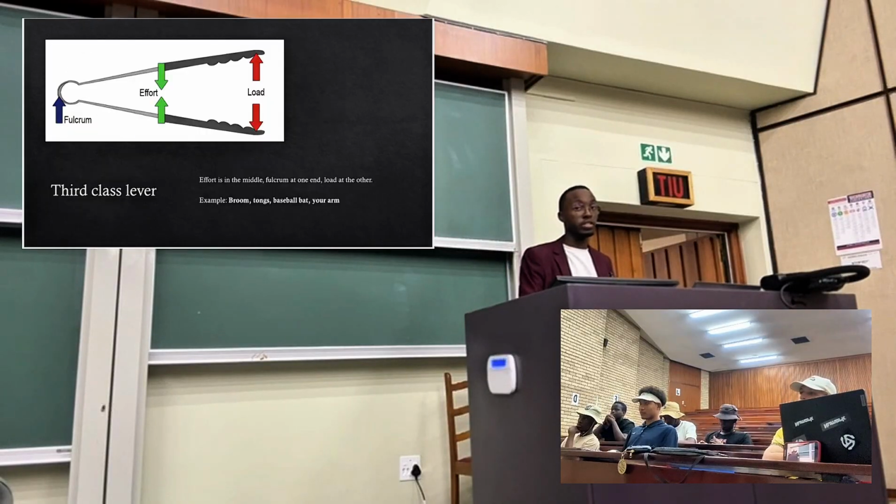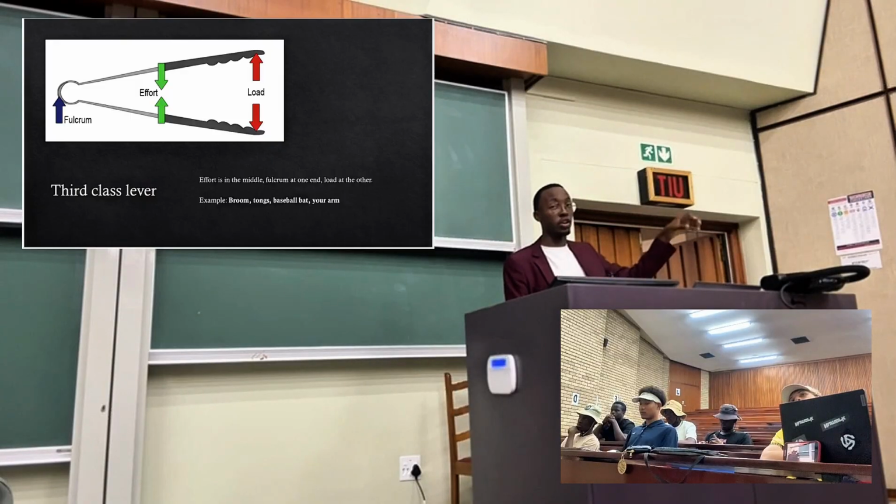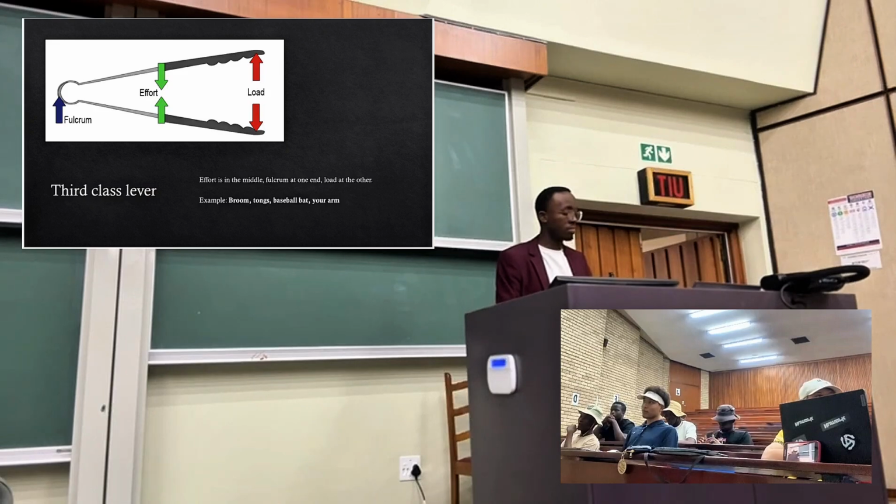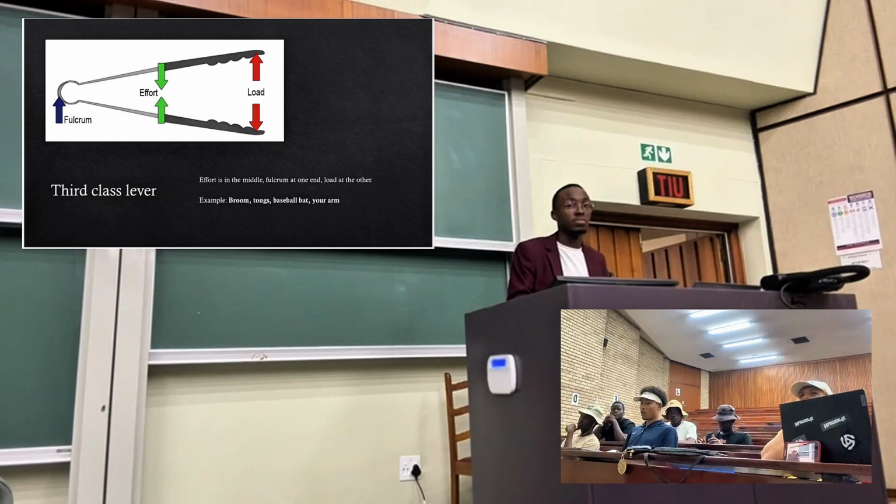Okay, moving on to third class levers. With these ones, it's the fulcrum on one side, the effort is now in the middle, and the load is on the end as well. Any examples? Alright, this one's a bit of a tricky one because it's a lot harder. But here's one example. Tweezers.